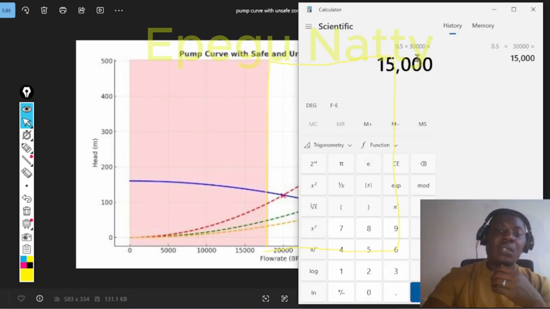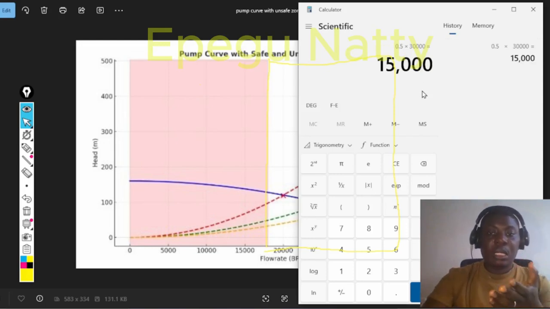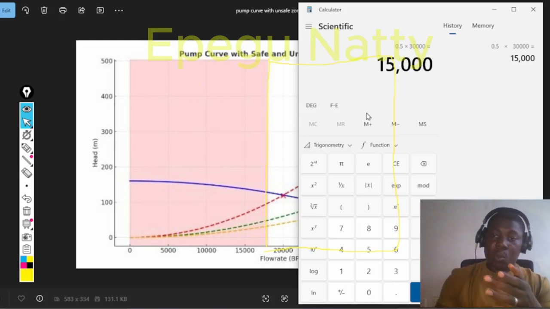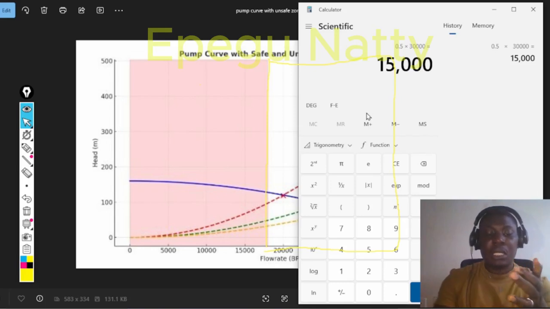So you are going to be getting 15,000 barrels per day. Now this is very unsafe. What will happen here when you're operating at this capacity? It means your pumps are going to wear with time. Your pump will not be running at an efficient capacity. The pumps might be cavitating at this point. The pumps will be recirculating. So these are things that we need to avoid.